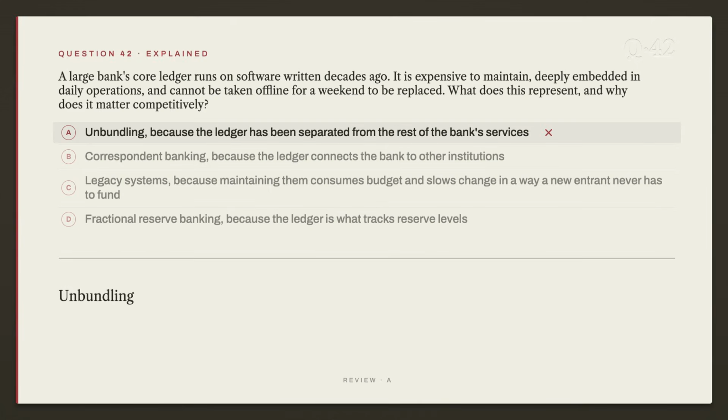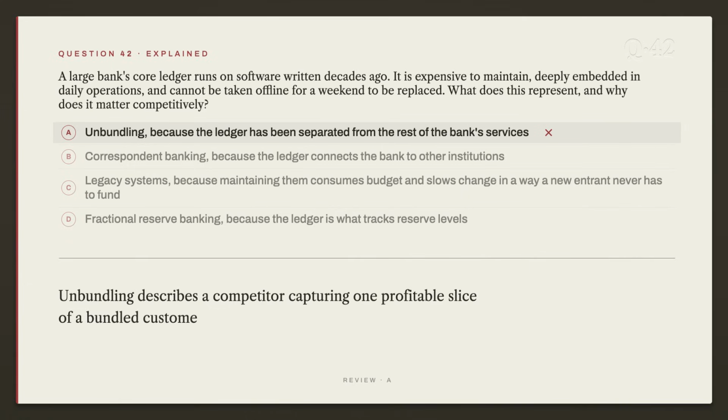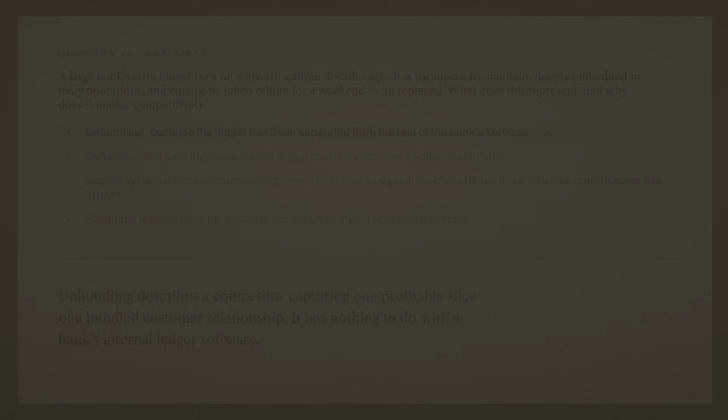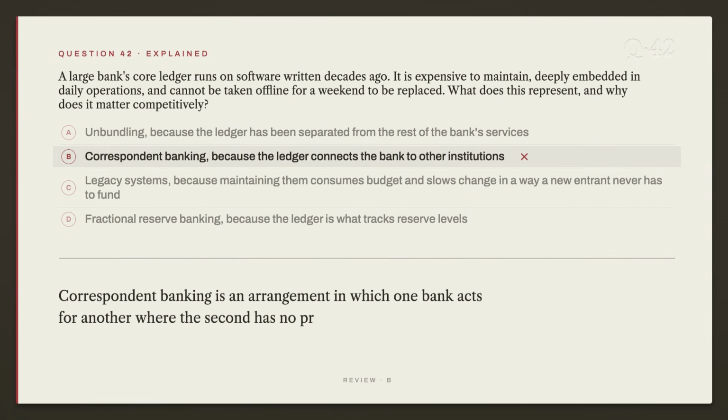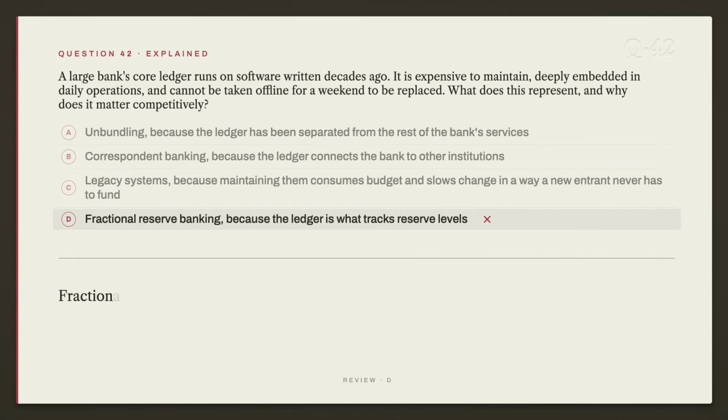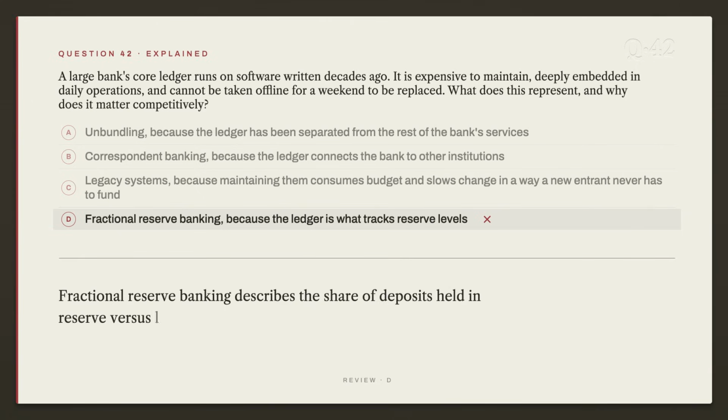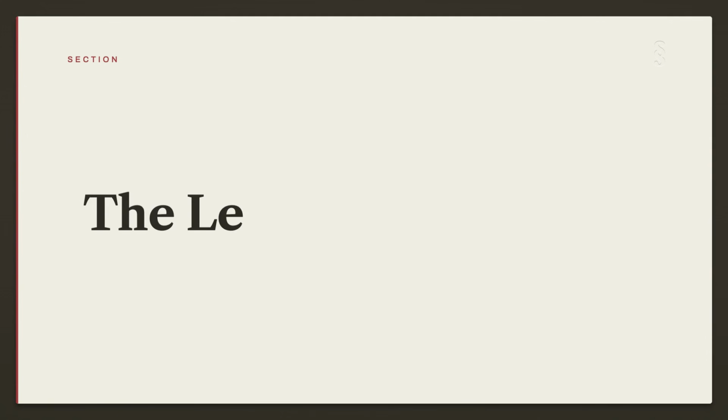A is wrong because unbundling describes a competitor capturing one profitable slice of a bundled customer relationship. It has nothing to do with a bank's internal ledger software. B is wrong because correspondent banking is an arrangement in which one bank acts for another, where the second has no presence. The scenario concerns internal infrastructure, not interbank relationships. D is wrong because fractional reserve banking describes the share of deposits held in reserve versus lent out. What a ledger happens to record does not change the meaning of that term.